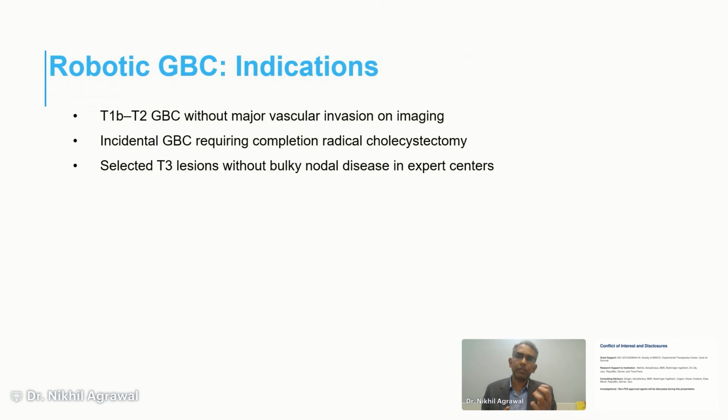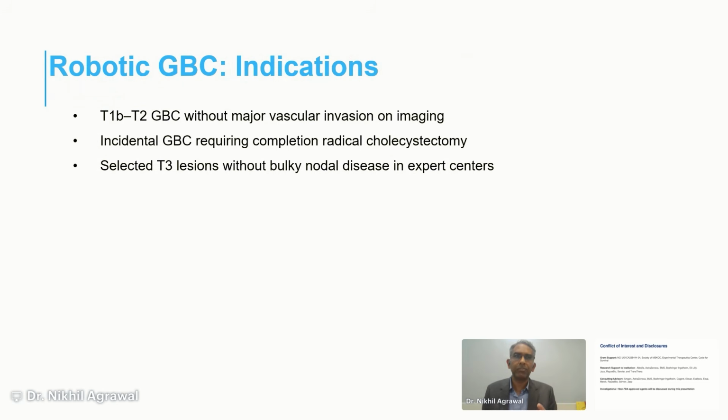And when we talk about this radical cholecystectomy or completion radical cholecystectomy, especially with a robotic approach, then definitely we will not want to take advanced cases where it's T4 disease, some extra organs are involved, or vascular invasion is there. We would want slightly earlier tumors. So it should be T1B, T2 gallbladder cancers, maybe very early T3 lesions, selected T3 lesions.